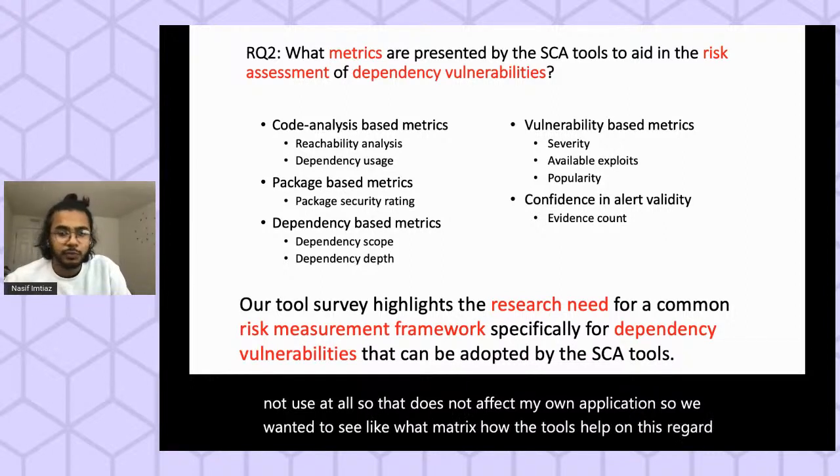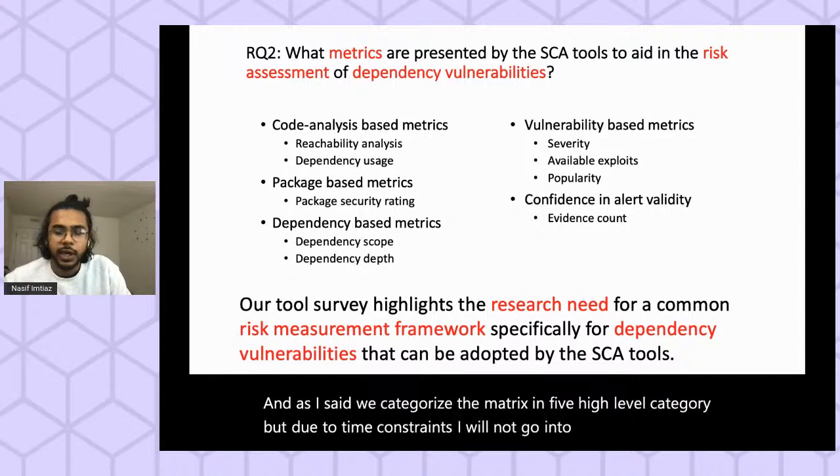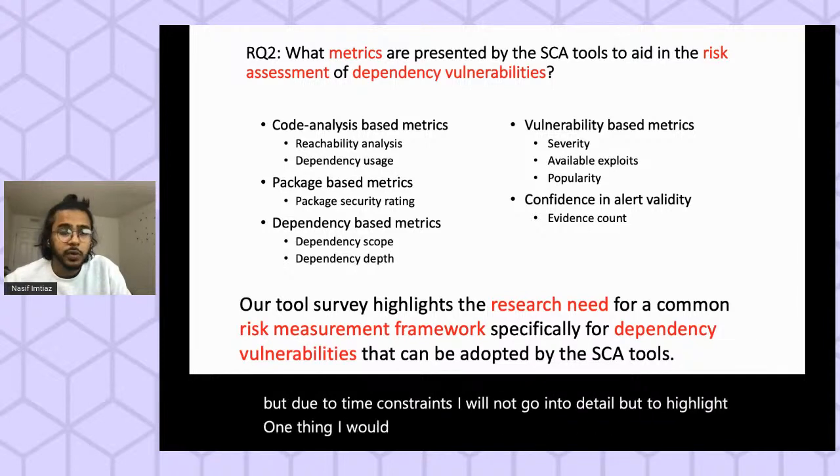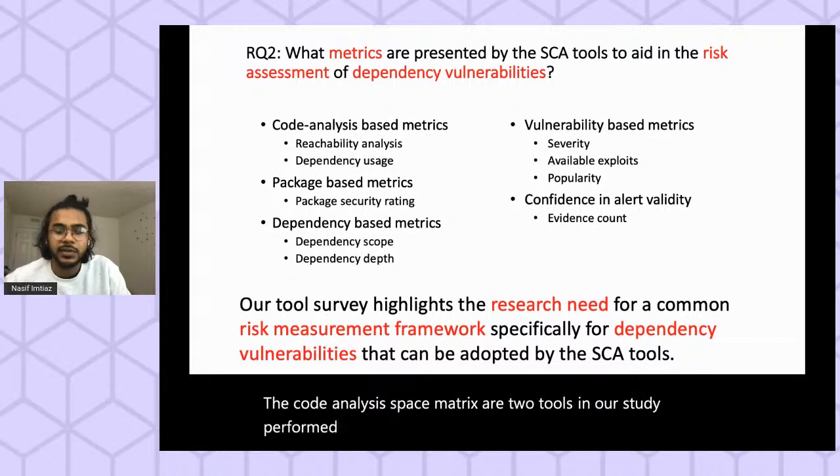And as I said, we categorized the metrics into 5 high-level categories, but due to time constraints, I will not go into detail. But if I were to highlight one thing, I would say the code analysis-based metrics. So 2 tools in our study perform static and dynamic analysis to determine if the vulnerability in the dependency is actually reachable from your code or not, to signal if your application is affected by it.